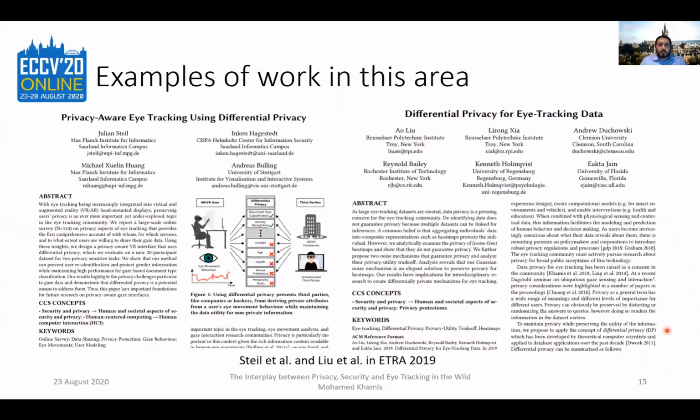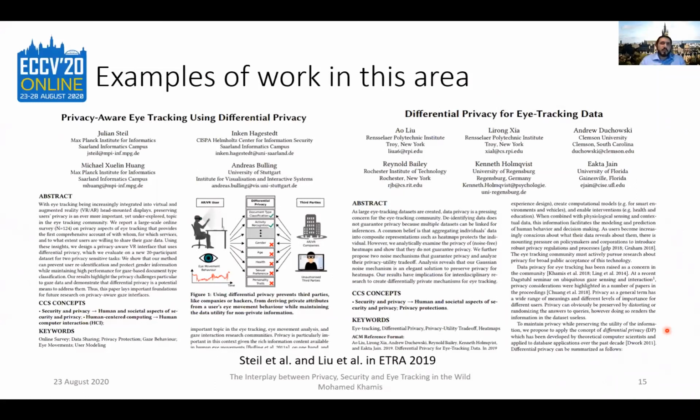Some of the very promising work from recent research in this area is the work on differential privacy in eye tracking, which was in ETRA 2019. These two papers looked into using differential privacy for eye tracking data. Differential privacy means, imagine you have a data set of eye tracking data from multiple people. What you want to do is make sure that you're unable to trace the data back to the person from whom this data was collected. But at the same time, you do not want to limit the utility of the gaze data. So balancing this is challenging.